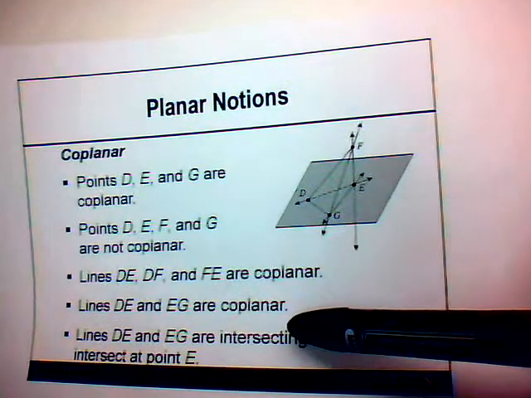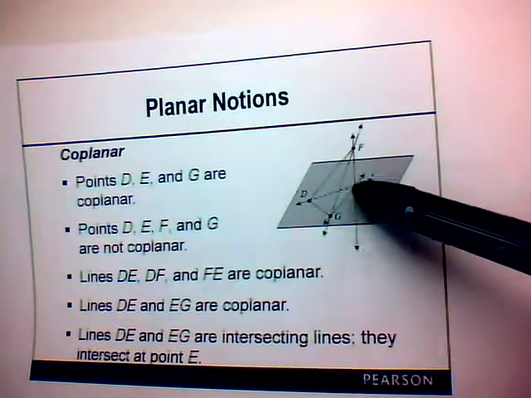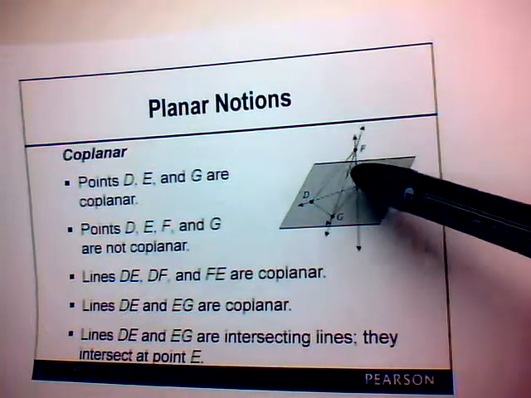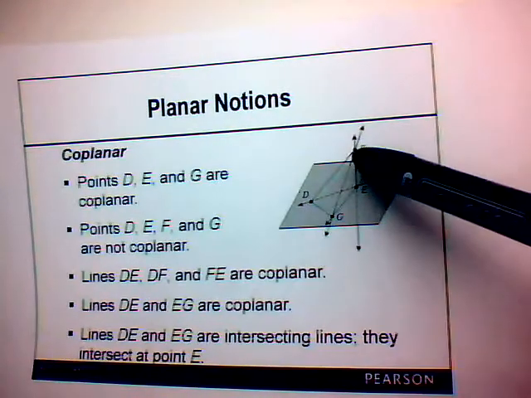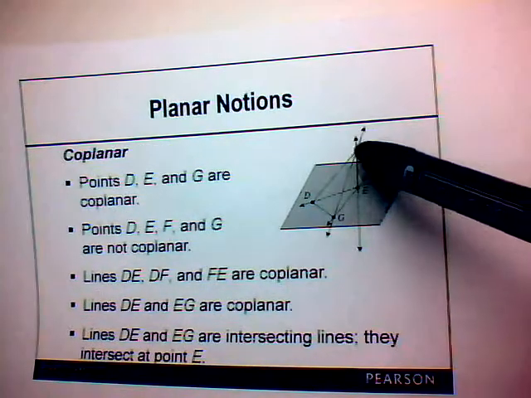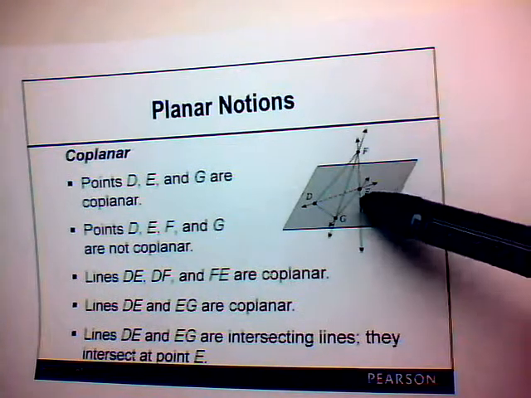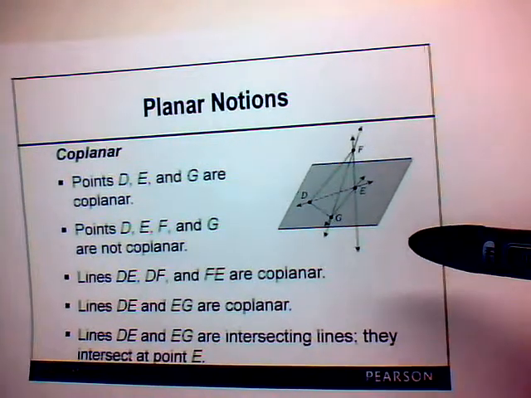Lines DE, DF, and FE are coplanar. Here's DE, DF, and FE. Those are coplanar lines.